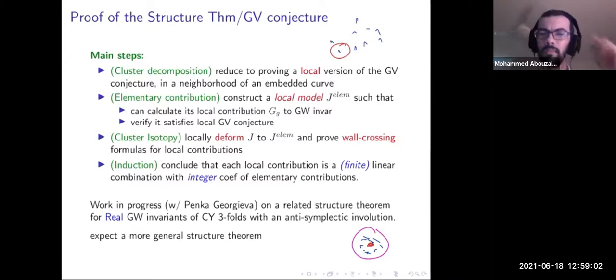Any other questions? I wanted to ask, when you say that there is a more general structure theorem, what does that refer to?